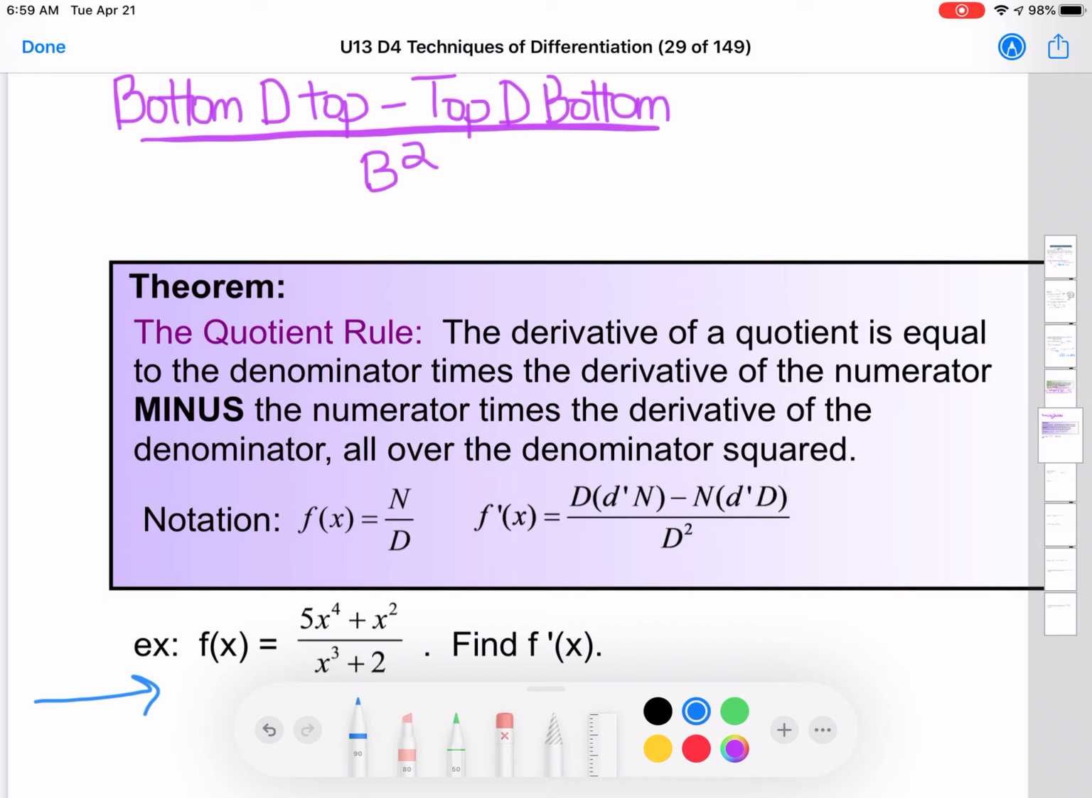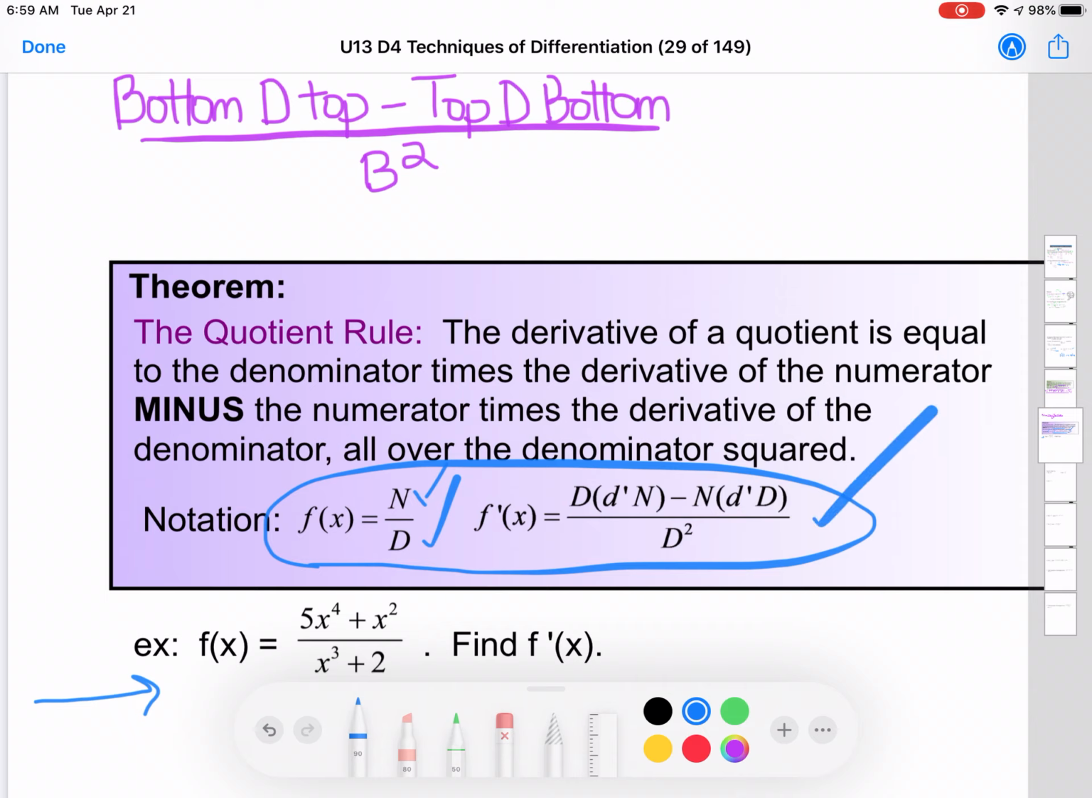All right, so that's like crazy. So you can look at this here, and then I'll show you how I memorize it. So we can call the top the numerator, we can call the bottom the denominator. And then here's what the rule is. The derivative is the denominator times the derivative of the numerator minus the numerator times the derivative of the denominator over the denominator squared. So you can use this if you want to. Or this is how I always had it memorized because it just sounds nice.